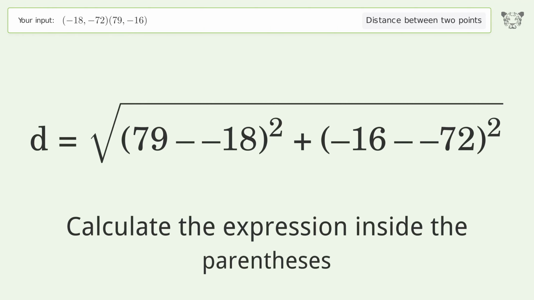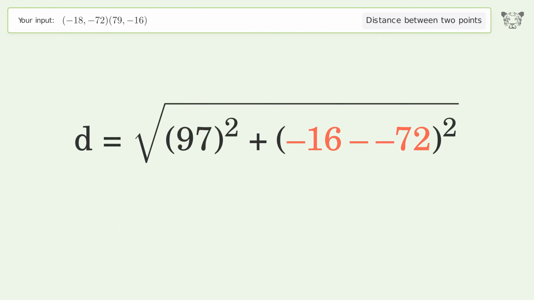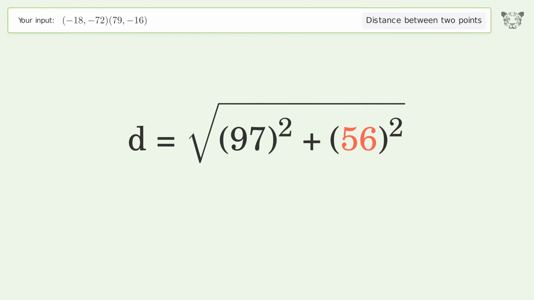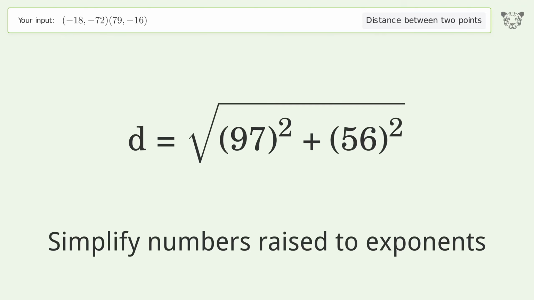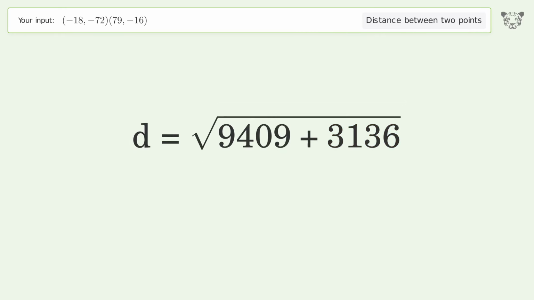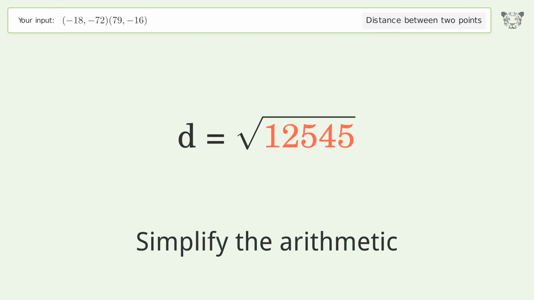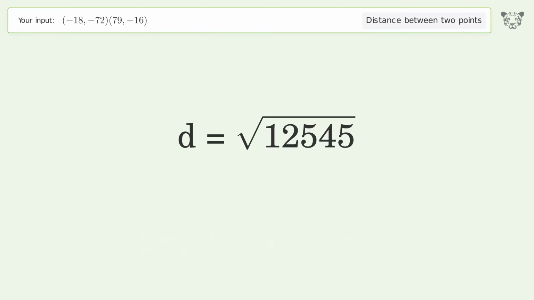Calculate the expression inside the parentheses. Simplify numbers raised to exponents. Simplify the arithmetic. And so the distance between the 2 points is the square root of 12,545 or 112.004.